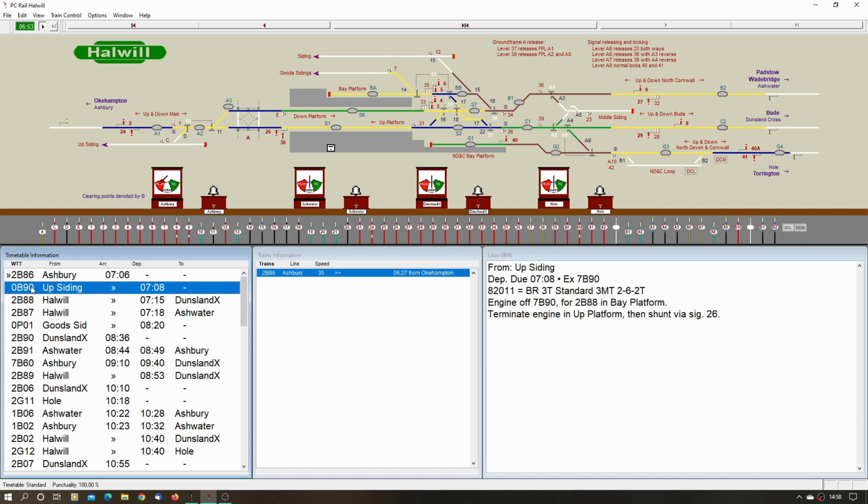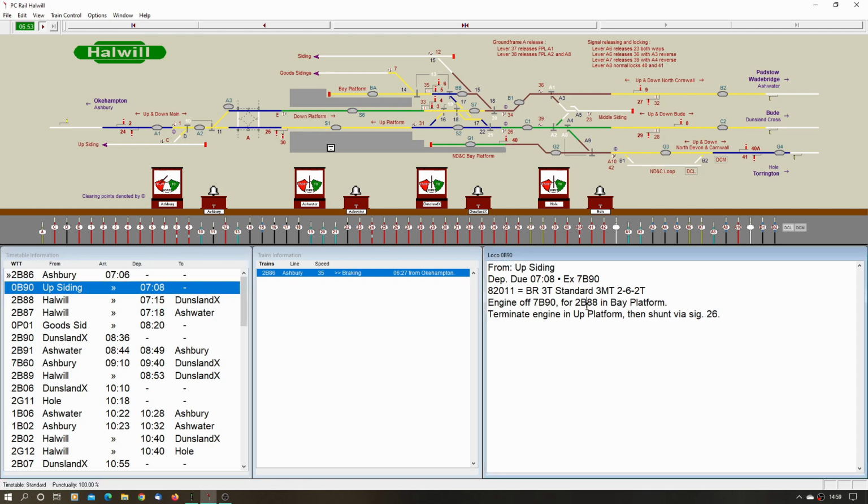Right, I was talking about this light engine. Oh, of course, that's the train that's gone into the up siding. That's the one. It's uncoupled its wagons and it's coming back light engine. It terminates in the up platform, so it comes out of the up siding and goes into the up platform the wrong way, as it were, then shunts via signal 26.